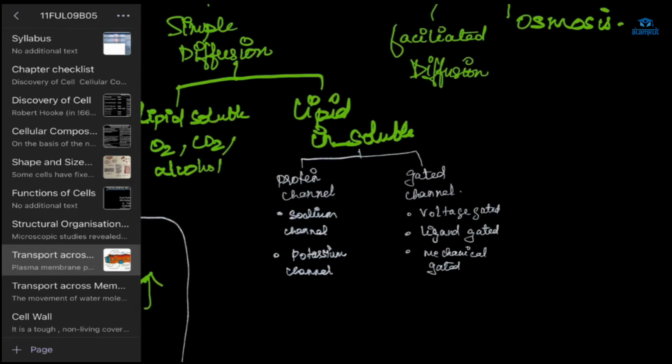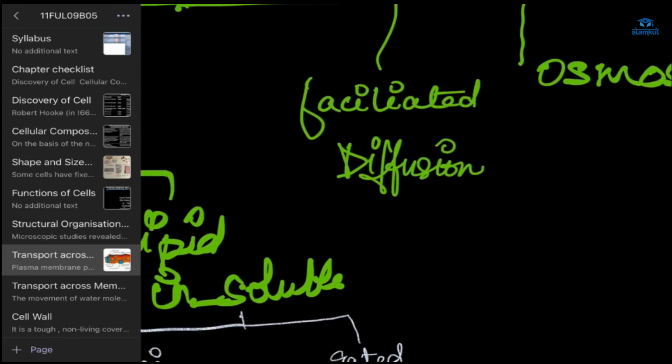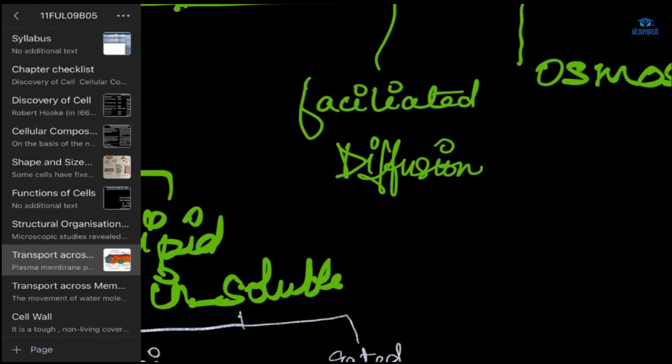Understood? Now we have facilitated diffusion. Here there is a requirement for carrier protein. Suppose this is the carrier protein and we want some substance to go inside, but it doesn't go directly. So what happens? The substance attaches to the protein, and while the protein moves, the substance moves along with it.